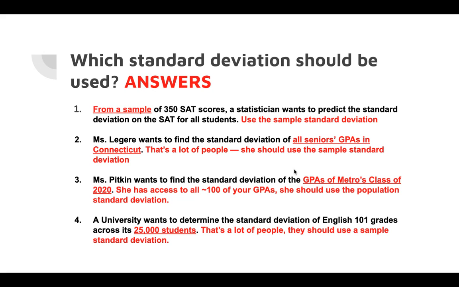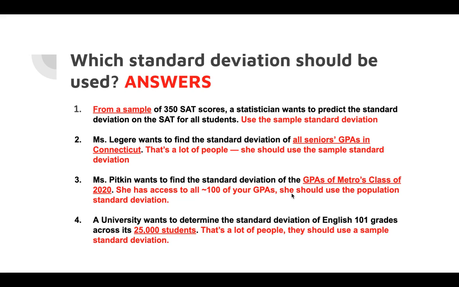Number 3, Ms. Pitkin wants to find the standard deviation of the GPAs of Metro's class of 2020. Since we're only talking about Metro's class of 2020, there's around 100 of you guys. She can use the population standard deviation. She has everyone in that population.